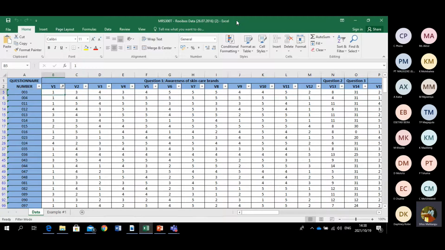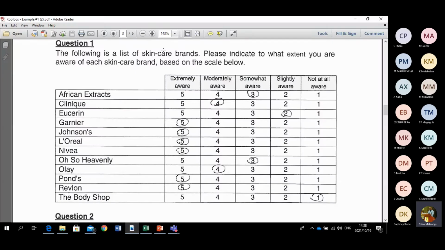The first one, you'll see here, talks about variables. It says question 1, awareness of skincare brands, and it's based on this questionnaire where we asked them. The score goes from 1 to 5, with 1 being not at all aware and 5 being extremely aware. So the first variable is this one, which is African Extracts.